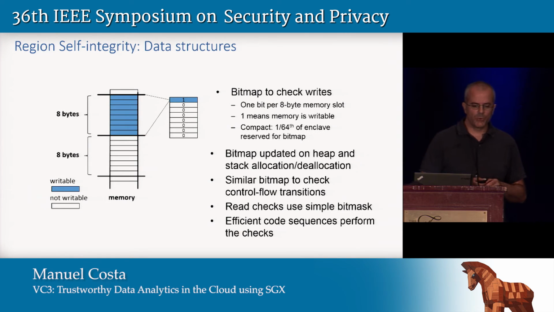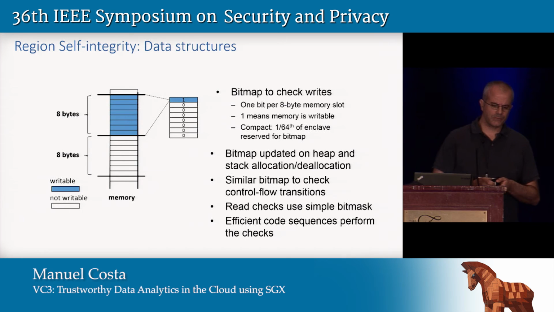And just to give you an idea of how we enforce them, to check the region write integrity property, we keep a bitmap that maps every 8 bytes of enclave memory to 1 bit in the bitmap. A 1 means the memory slot is writable. So this is a compact representation of the memory protections inside of the enclave. If the compiler cannot check that the write is safe, it's going to check the bit in the bitmap to see if it's 1. And we update the bitmap on heap allocations and stack allocations and deallocations.